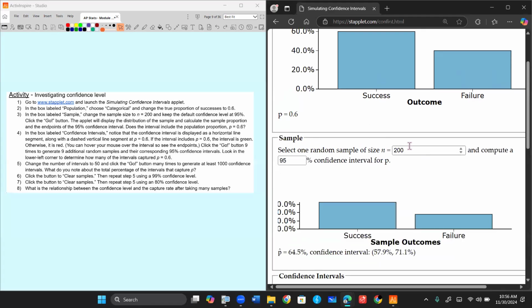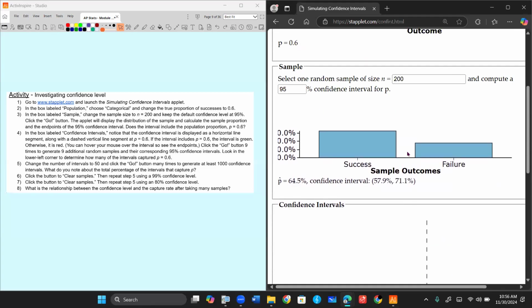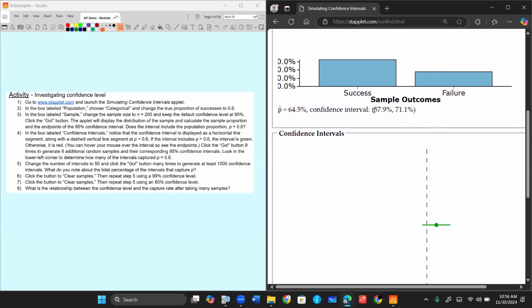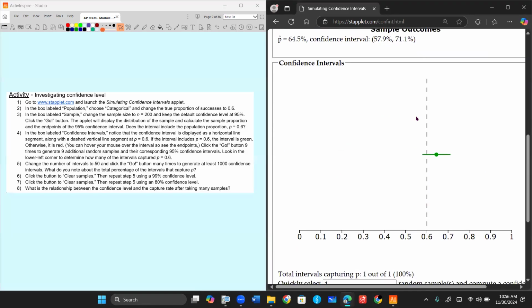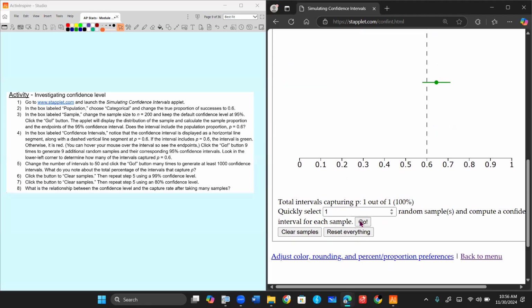So we'll hit go. Now, when I go down there, we're going to simulate one interval. So I basically have an interval between, in this case, 57.9% and 71.1%. You're going to notice down here this vertical bar right at the population proportion of 60%. And you'll see that this interval captures that 60%. 57.9% is below it, whereas the higher end of your interval, 71.1%, is above it. So it's a hit. And if I kept doing that, and I click it 9 more times.